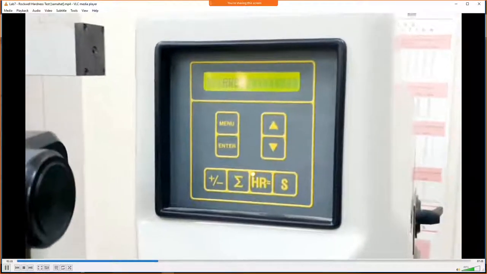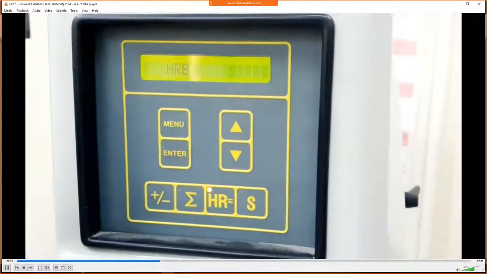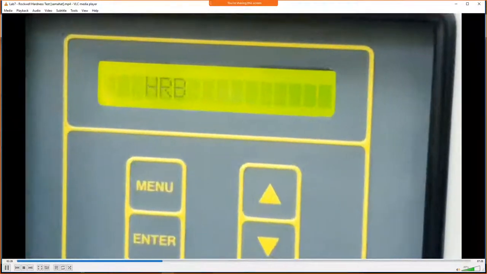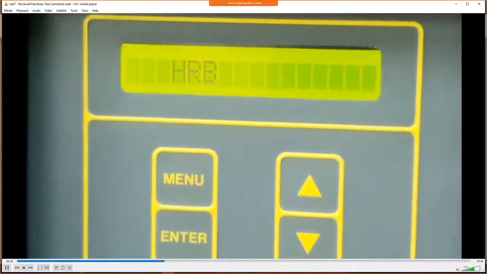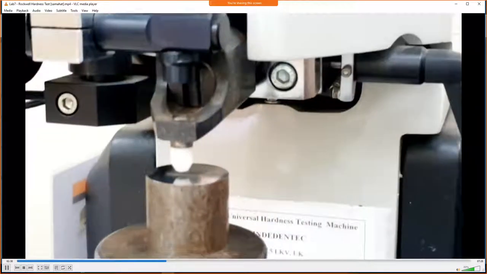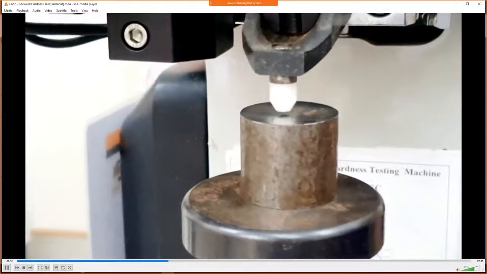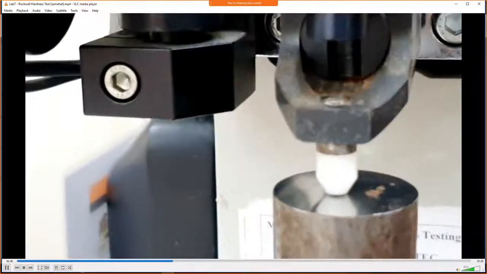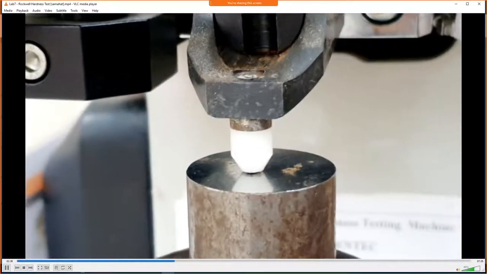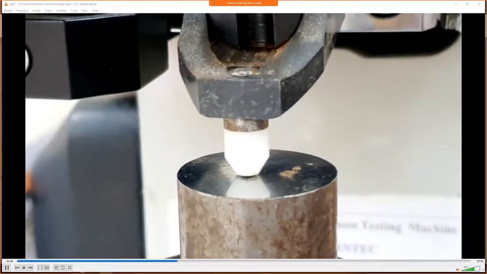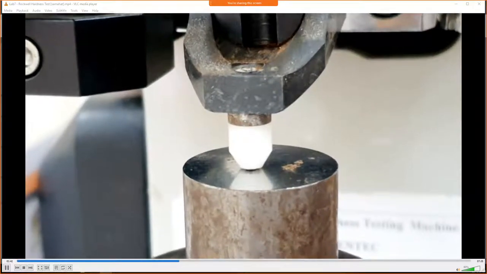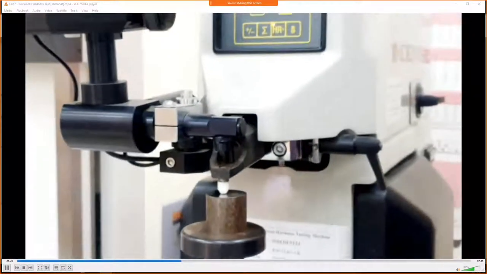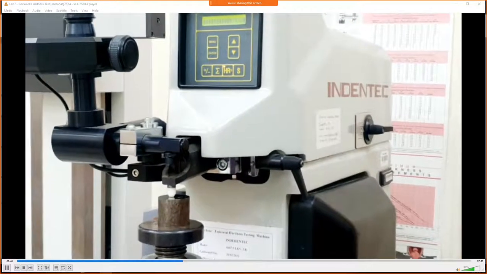If we change the machine to 100 kilograms loading, the display turns to HRB automatically. This is the default setting in the sample. While adjusting the table, the machine has an automatic system that tells us by making a beep sound that the sample is in the correct position. Okay, now we are ready for the testing and we can proceed.